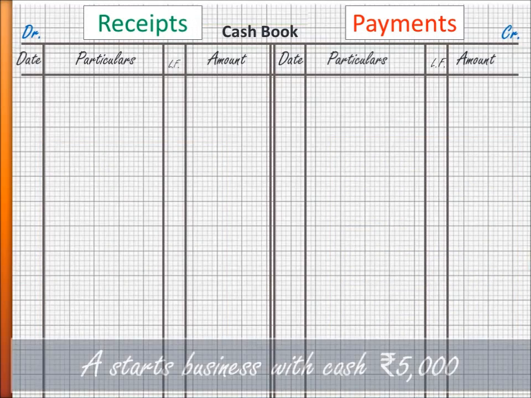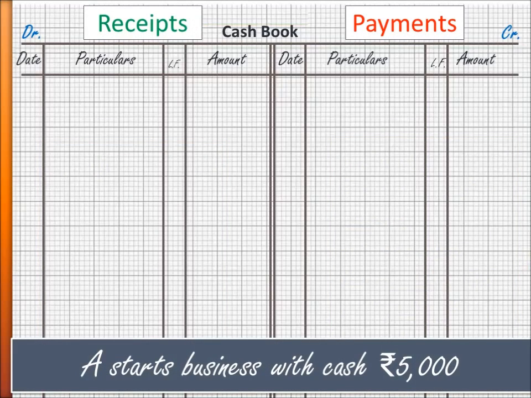So A starts business with cash. Cash has come in the firm. It's a cash transaction. And if it's a cash transaction, you have to identify whether it is a receipt for the firm or payment for the firm. So A starts business with cash rupees 5,000. It means it's a receipt for the firm. So come to the receipt side of cash book. To capital rupees 5,000.